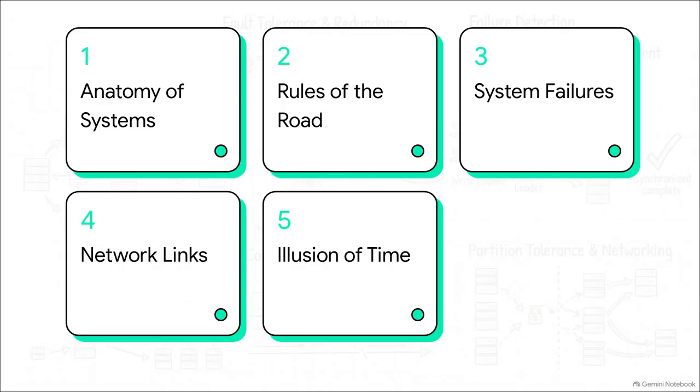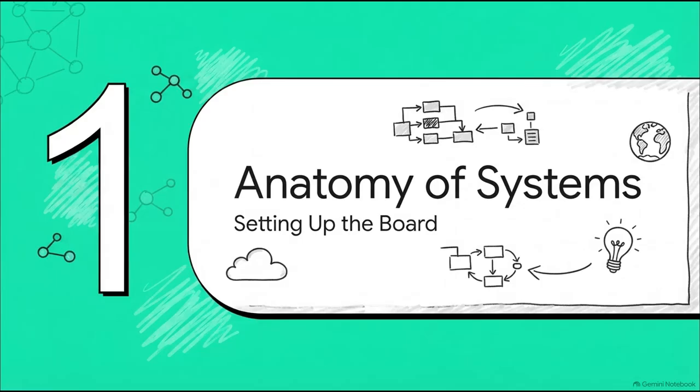Here's our roadmap for this explainer. We're going to cover the anatomy of these systems, the rules of the road, how to prepare for inevitable failures, upgrading our network links, and finally, my absolute favorite, the illusion of time. All right, part 1, Anatomy of Distributed Systems. Let's set up the board.